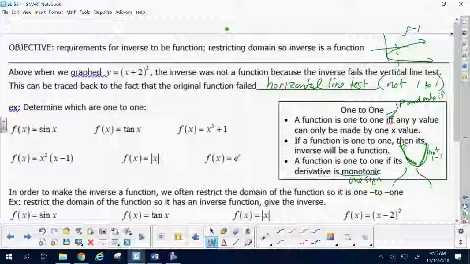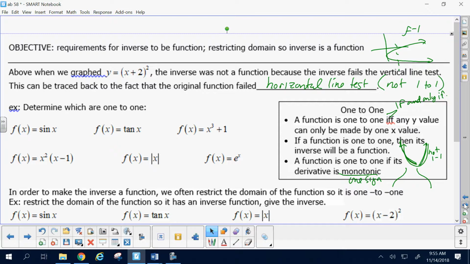Would you tell me real quick which of these are one-to-one? Just give me a Y or an N for yes or no. Feel free to think visually if you like. The horizontal line test is probably the easiest way to go if you know the graph.